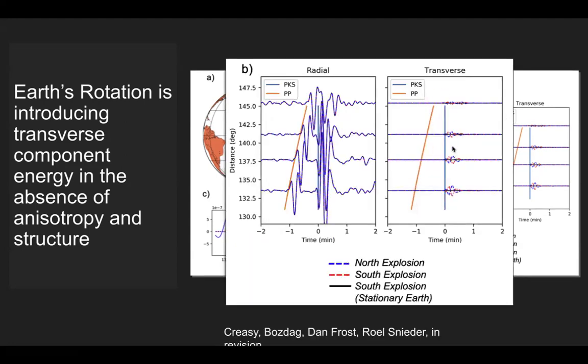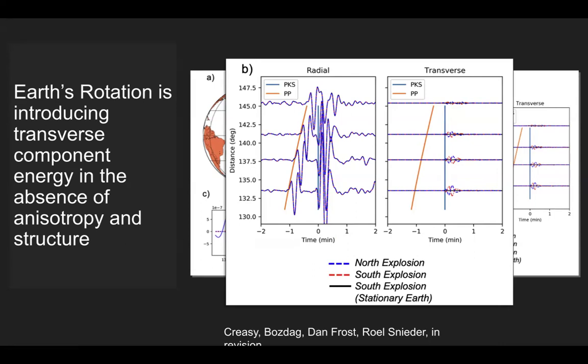So zooming in on that, you can see the transverse component. The radial component is identical. The north explosion and the south explosion have identical radial waveforms, but their transverse components are flipped. And for the stationary Earth, if I turn rotation off, because I can just make the Earth be stationary in these simulations, it has absolutely zero transverse component energy, which is what we expected. So I wanted to dig into this more: what are the implications?